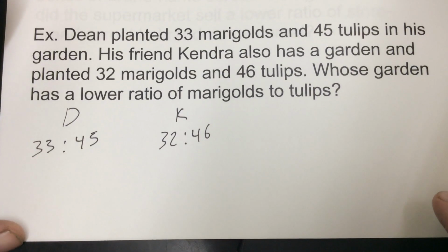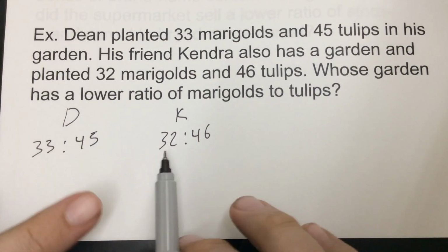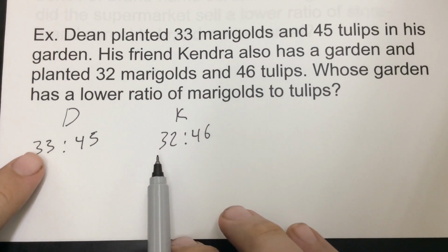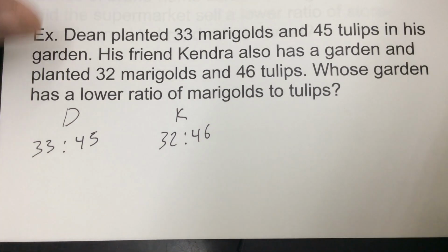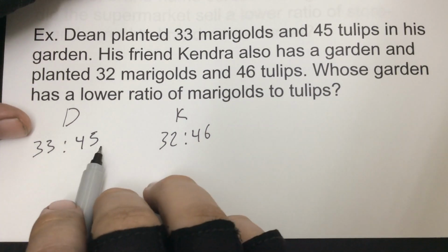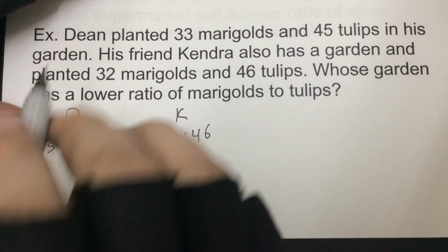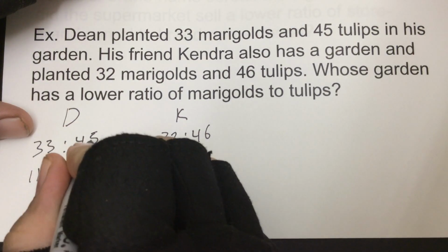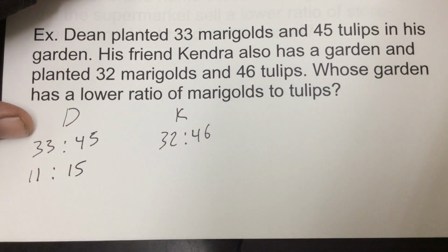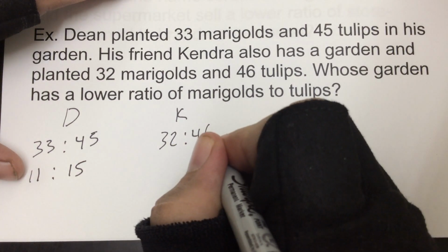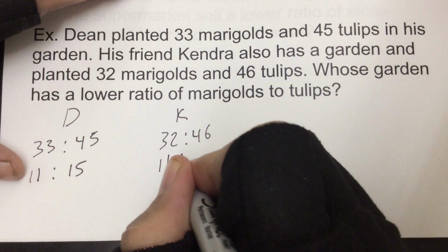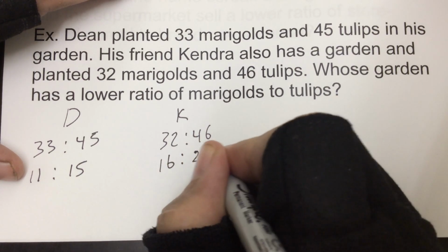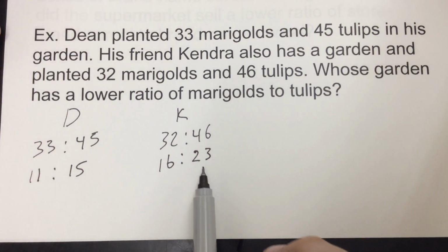So right away I'm looking at this going, well, our numbers are close, but one seems to be going down with our first number but up with the second number. So that's what we've got to look at here. So 33 and 45, I know I can divide them both by 3, and this would go to 11 and 15. 11's prime, so it can't go any lower. 32 and 46, I know I can reduce them by 2. So that would give me 16 to 23. And 23 is also prime, so it can't go any lower.